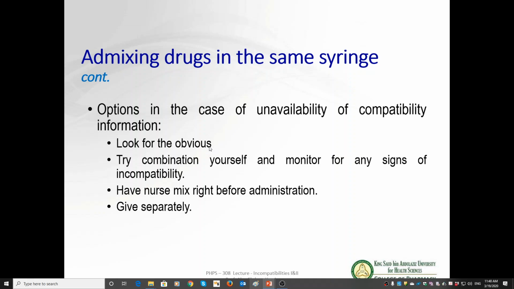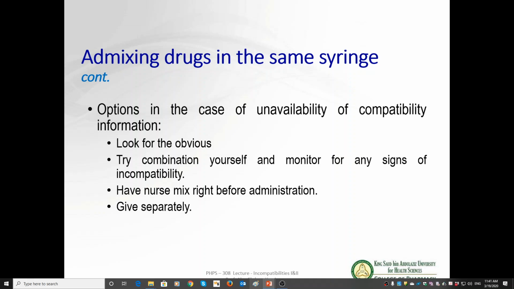If you see no obvious potential incompatibility, you can try first to mix them and observe before giving them to the patient. So you mix them yourself and monitor the signs: color change, turbidity, evolution of gas. Nothing happened, this is good. In this case, you ask the nurse to mix them right before administration. Why, guys? Why right before administration?